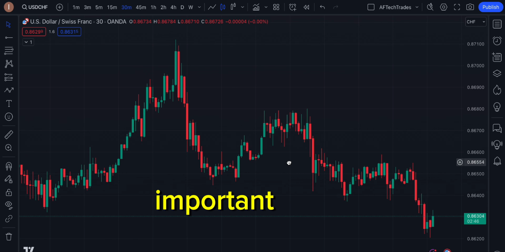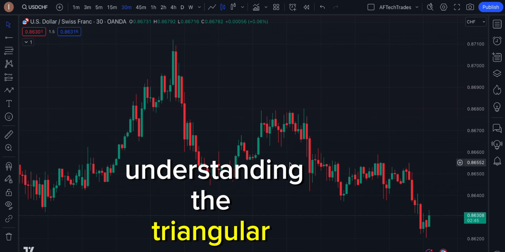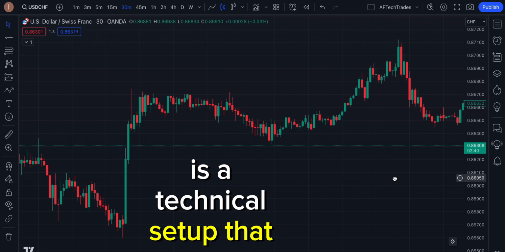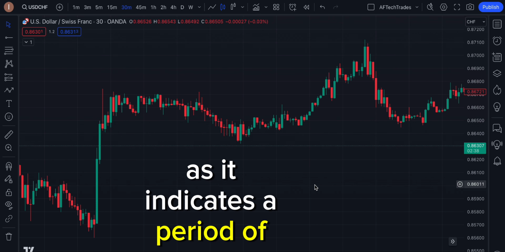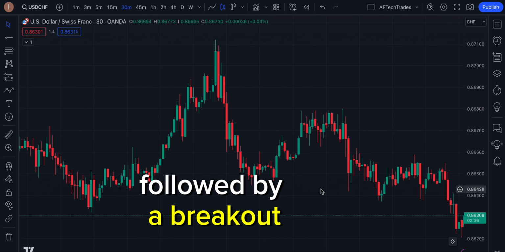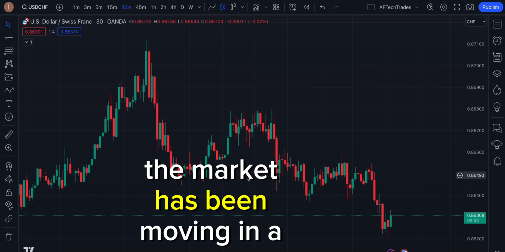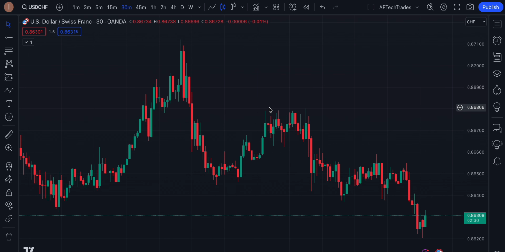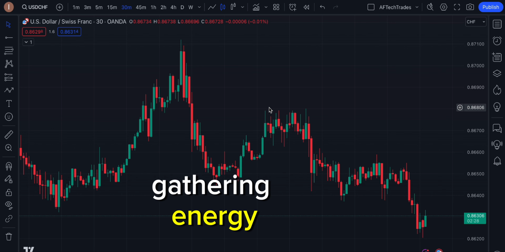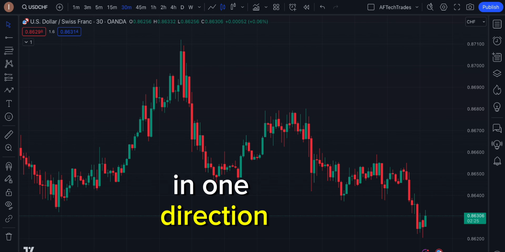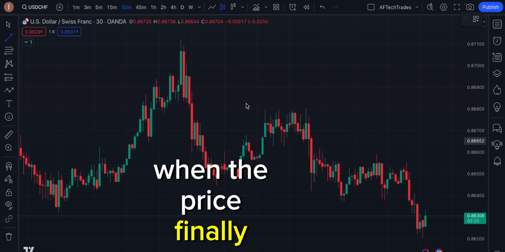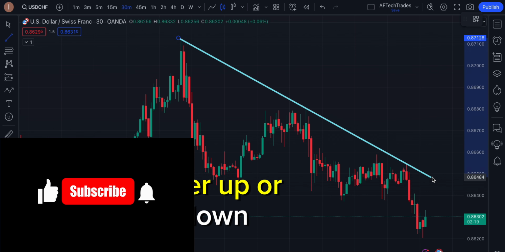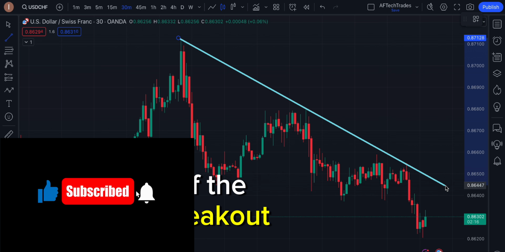Understanding the triangular pattern. A triangular pattern is a technical setup that traders look for as it indicates a period of consolidation followed by a breakout. Picture this: the market has been moving in a tightening range, with lower highs and higher lows. It's like a coiled spring, gathering energy, waiting to release that energy in one direction. When the price finally breaks out of this triangle, it often signals the start of a strong move either up or down, depending on the direction of the breakout.